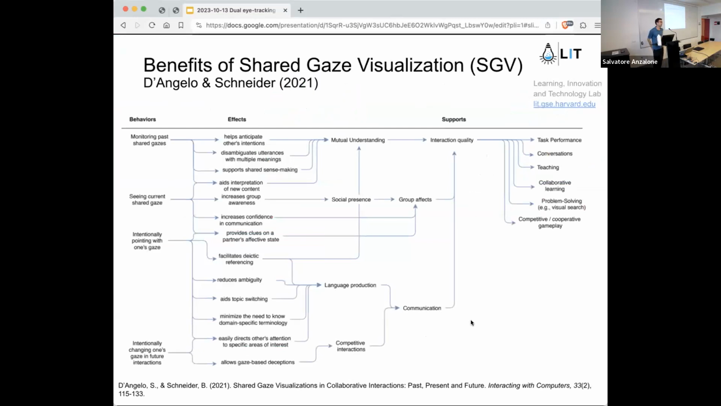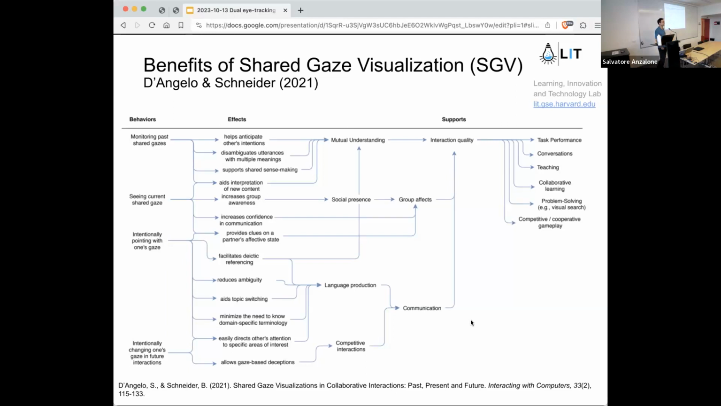We actually did a literature review with a colleague of mine, Sarah D'Angelo, on the benefits of shared gaze visualization. And this was one of the outputs where we basically surveyed the entire literature, trying to identify what were benefits that were cited by researchers. I'm just going to mention a few of them. So like I said, it can help you anticipate other people's intention because you know where they're looking at. It can disambiguate utterances with multiple meanings.